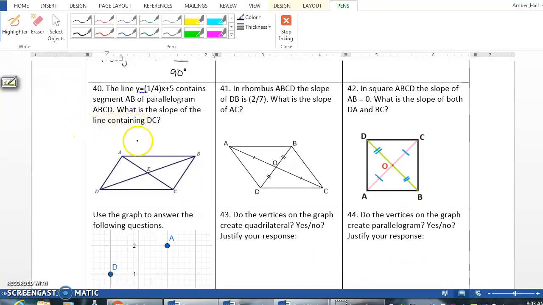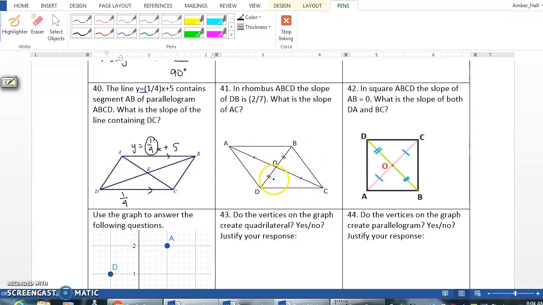The line y equals 1/4 x plus 5 contains segment AB of parallelogram ABCD. What is the slope of DC? So this is y equals 1/4 x plus 5. In this format, we know that this is our slope. We also know that AB has to be parallel to DC, so they need to have the same slope because parallel lines have the same slope. So the slope of DC has to equal 1/4.